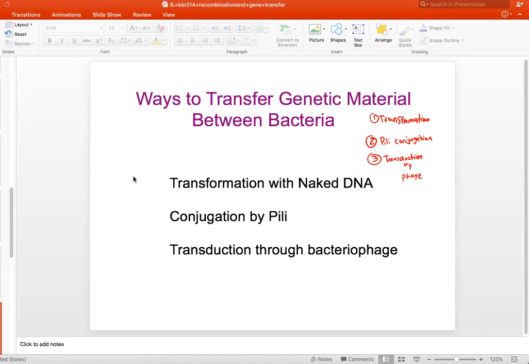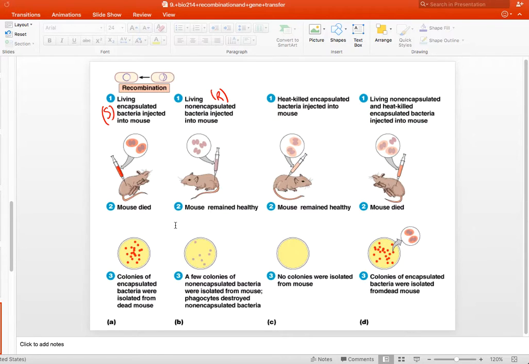So there's three different ways to transfer genetic material: transformation, conjugation, and transduction. Conjugation uses a pilus involving living cell-to-cell contact, and transformation is naked DNA taken up by a living cell from a dead cell. You don't necessarily have to be dead. Transduction is bacteriophage moving genes around.